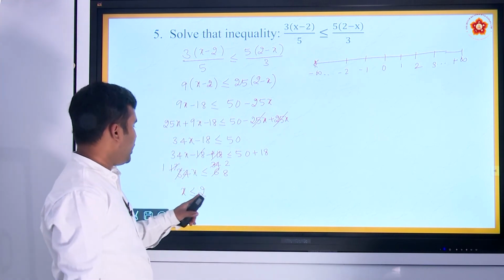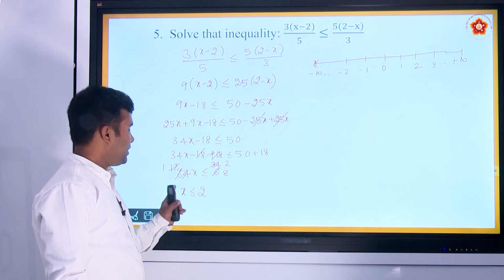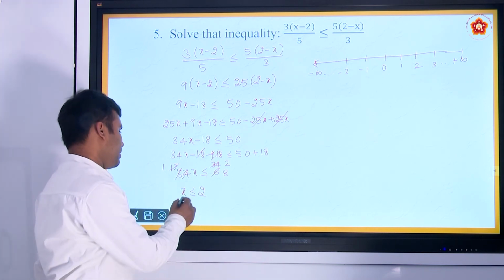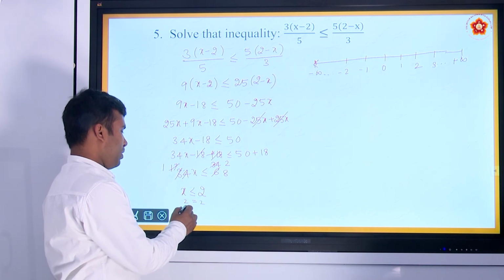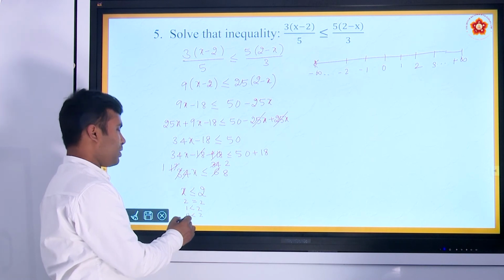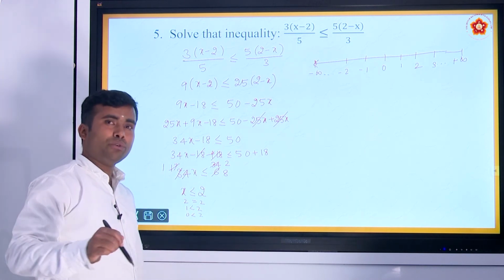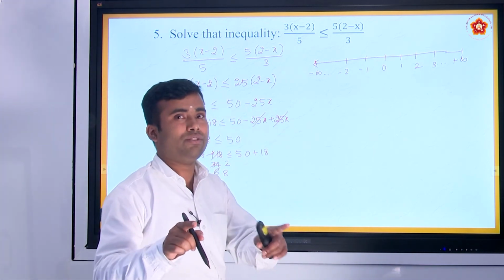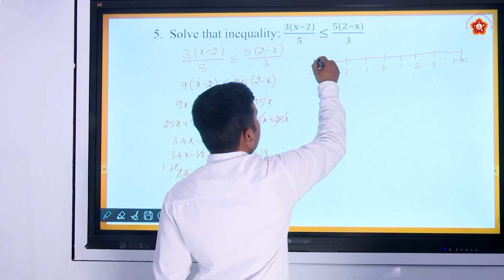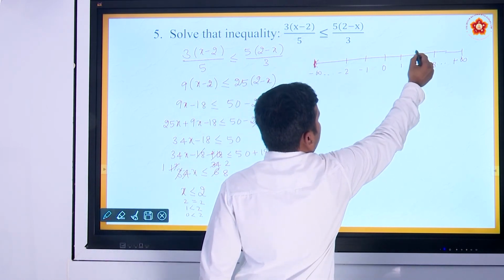Now x equal to 2 and x less than 2. The values of x start from 2. 2 is also equal to 2. 1 is less than 2. 0 is less than 2. Minus 1, minus 2, minus 3, minus 4, minus 5. It will continue till minus infinity. But minus infinity is not included. This is minus infinity, and this 2 is included.